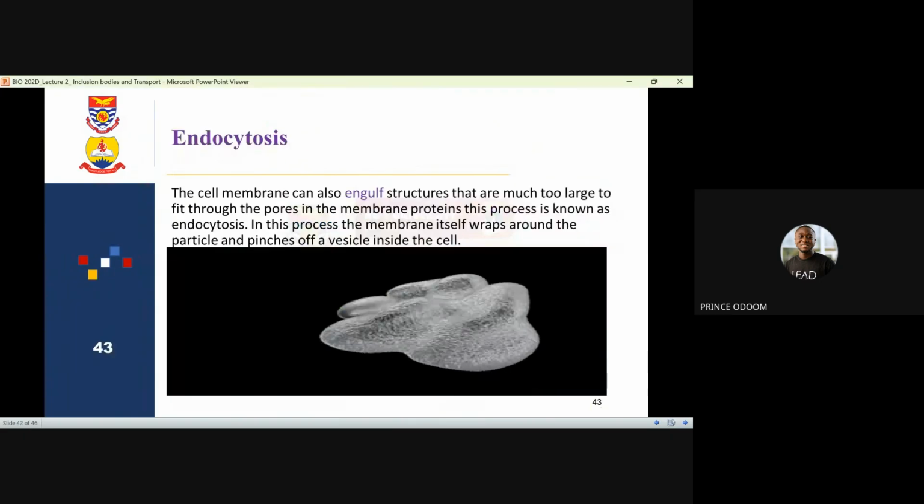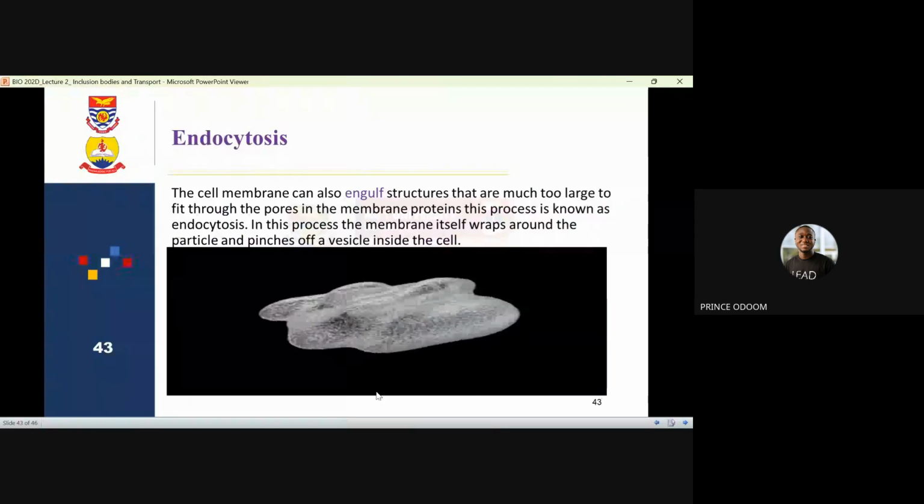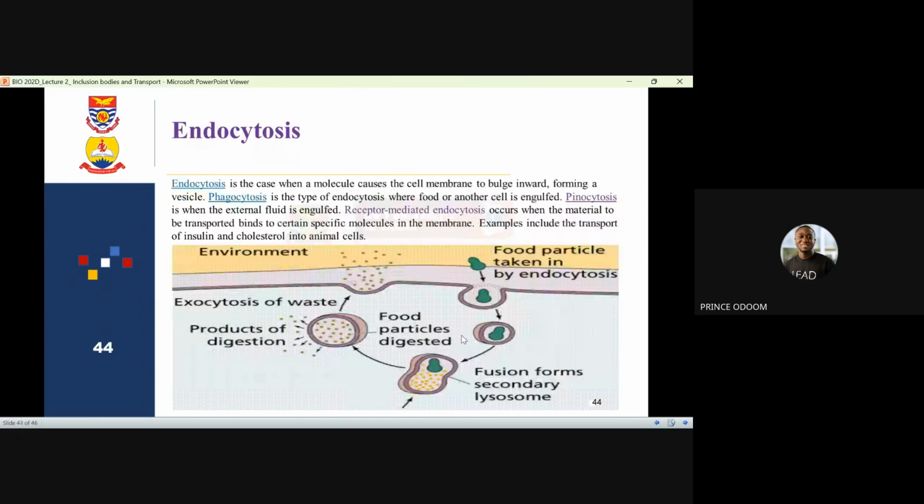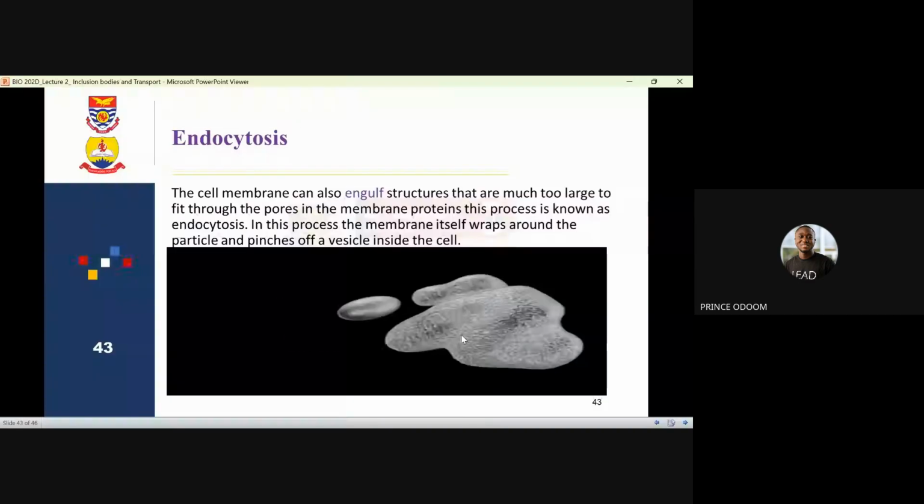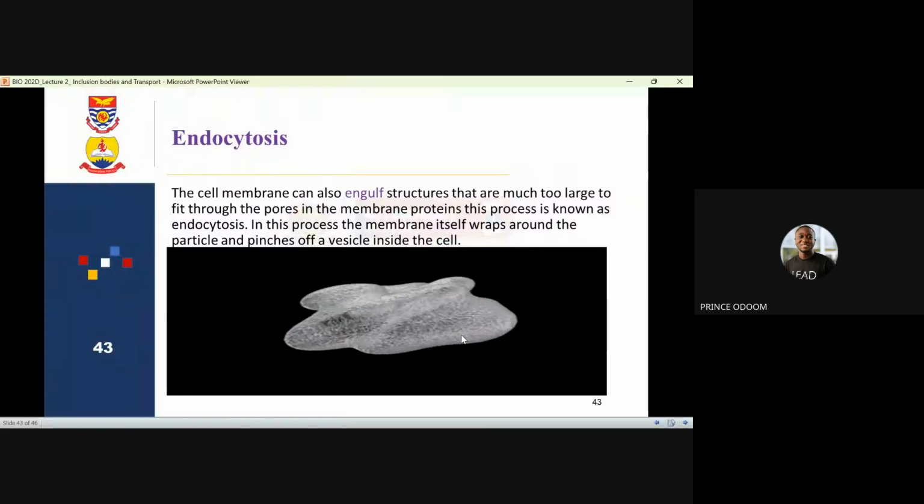So can we see endocytosis? A typical example of endocytosis is what happens with the amoeba. I hope you can see. If the amoeba is taking in food, the food is in a vesicle and then they wrap their pseudopodia around it and then they are able to engulf the food.